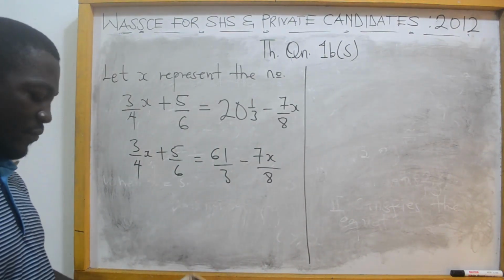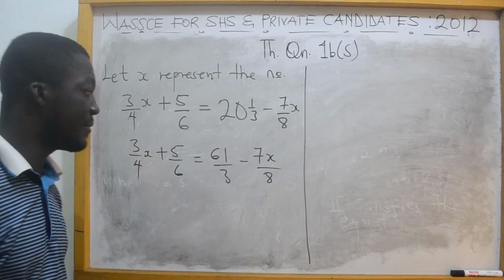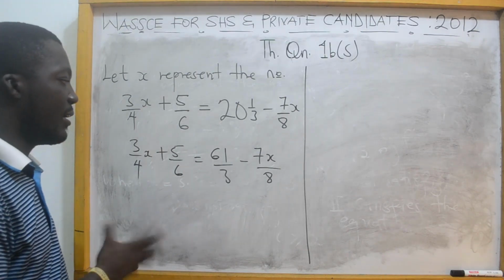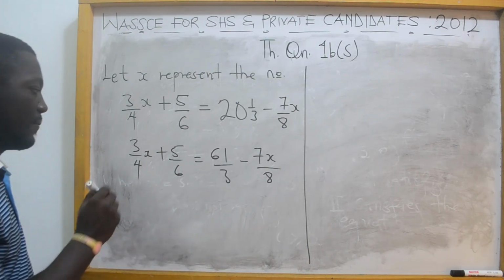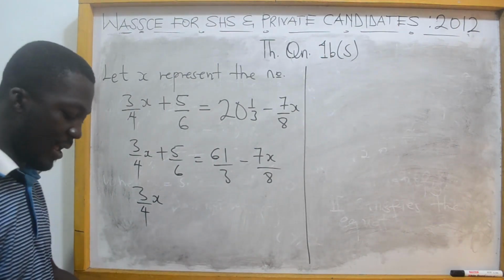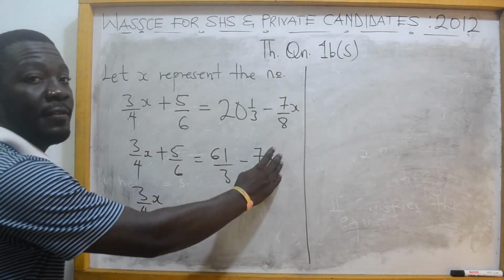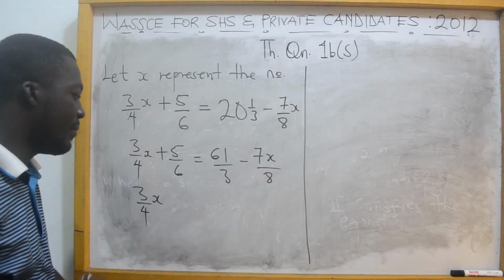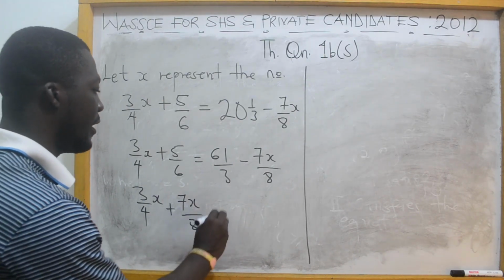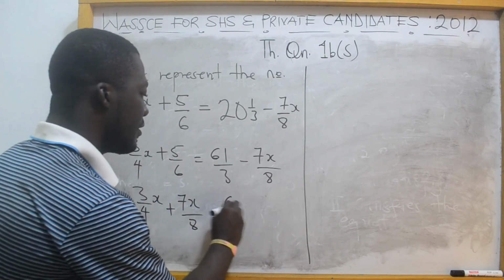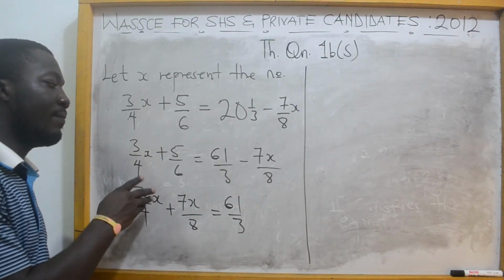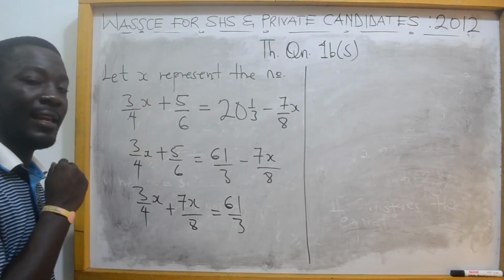When we are working with something like this, you try to group the x's and the constants. So you will maintain the 3 out of 4x here. Then this is another term with an x. It is negative, so when transposed to the left hand side, it becomes positive. So plus 7x out of 8 is equal to, we already have 61 out of 3 at the right hand side. And we have another constant here, plus 5 out of 6 at the left hand side.